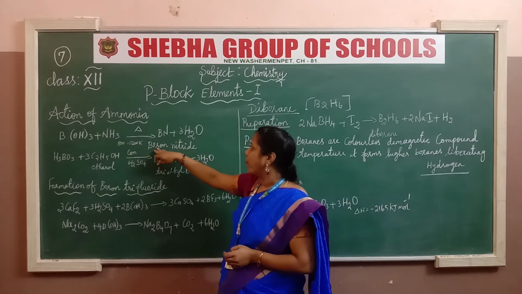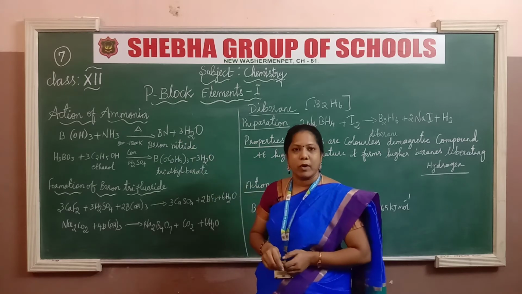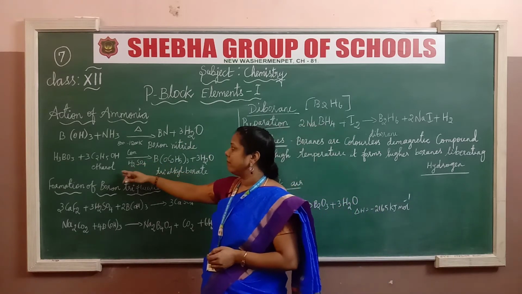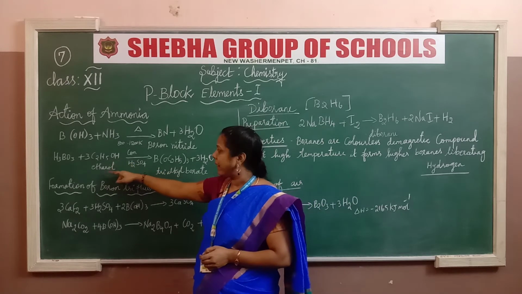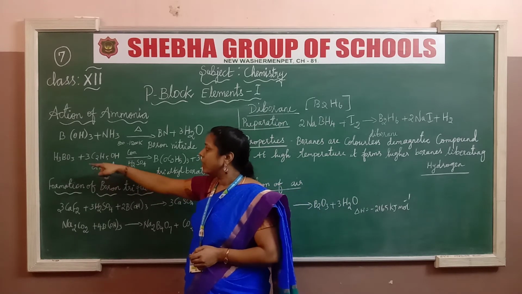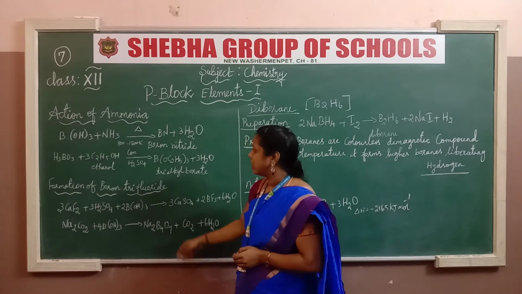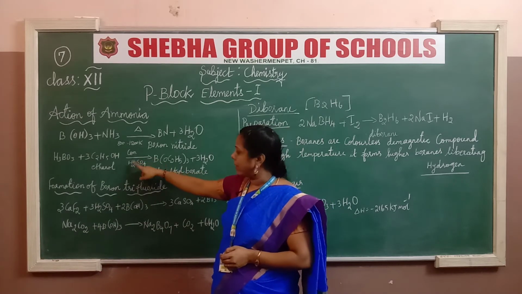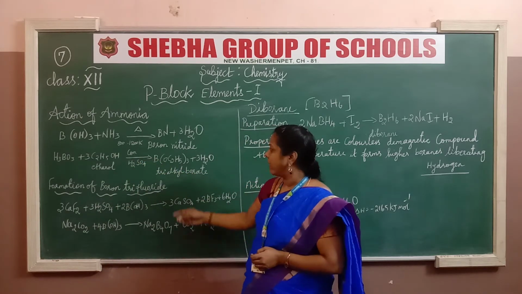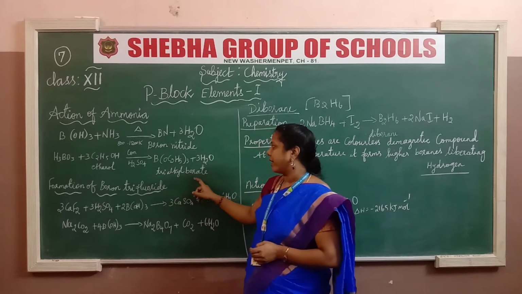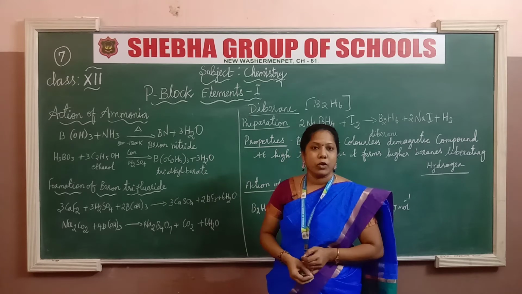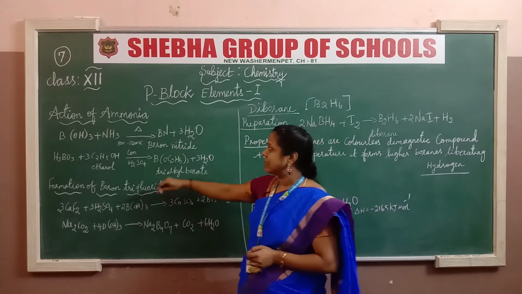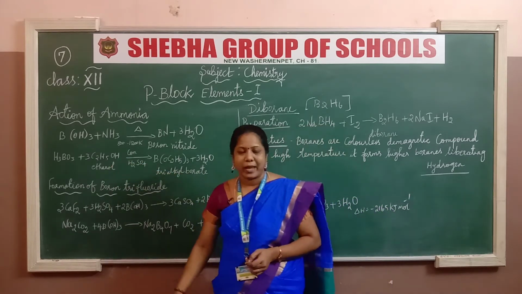We can get boron nitride as well as water molecules, and then go for the reaction with ethanol, C2H5OH, that is the ethanol formula. React with boric acid in the presence of concentrated sulfuric acid, we can get trialkyl borate. This is the formula of trialkyl borate along with 3 molecules of water. Okay, this is the action of ammonia with boric acid.